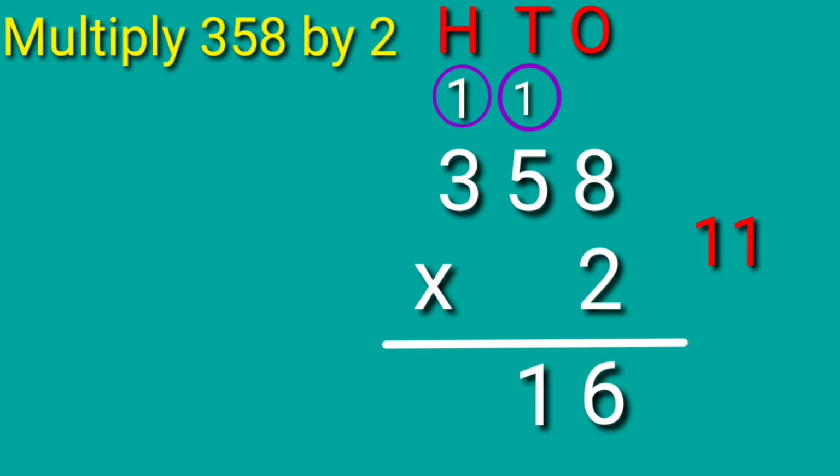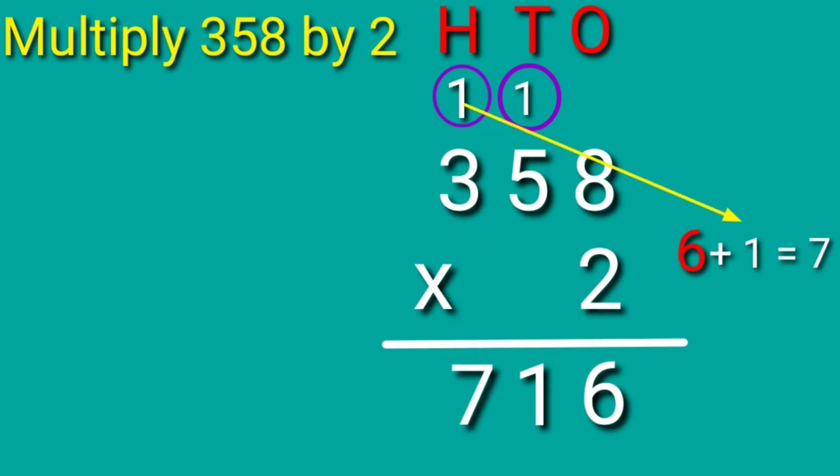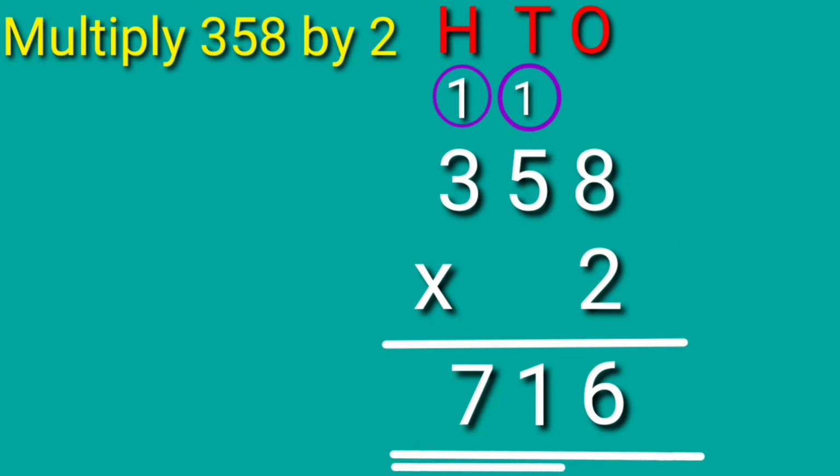Okay, let us multiply 3 hundreds by 2 ones. 3 twos are 6. 6 plus this carry over 1 equals 7. When we multiply 358 by 2, the answer is 716. Okay, let us try one more example.